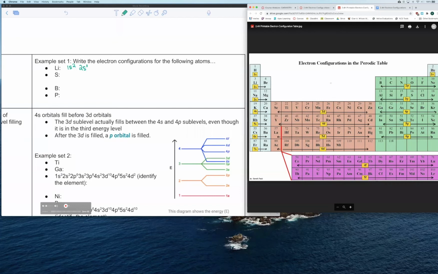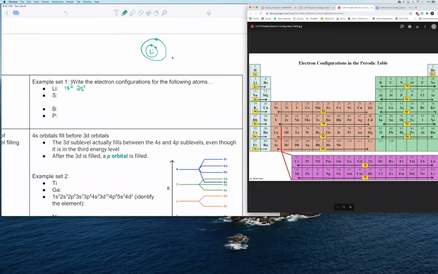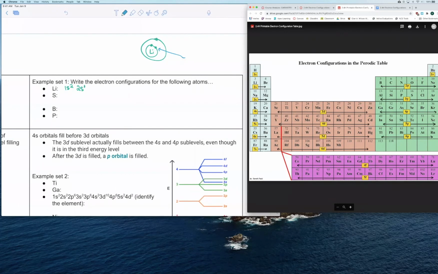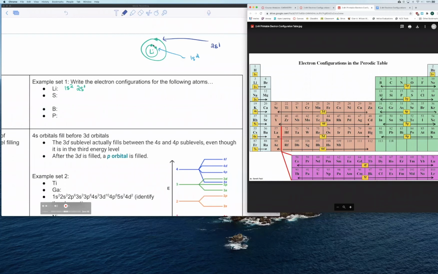Lithium has 2 electrons in the first energy level, and another electron in the second energy level. These 2 electrons here would be my 1s2 electrons. So in energy level 1, they both move in a sphere-shaped pattern. And then my next electron would be my 2s1 electron. You can see this electron here is in energy level 2, and it also moves in a sphere-shaped pattern. So that would be for lithium.